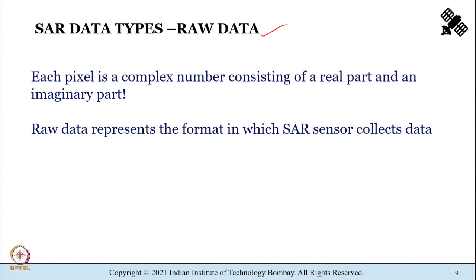Let us try to understand from the beginning, that is from raw data. The first format to understand is the raw data. As the name suggests, by raw data we mean the format of data that is collected by the SAR sensor, wherein each line represents an echo of the radar signal which has been scattered to the sensor by the targets. Now, where are these targets? In the along track position.